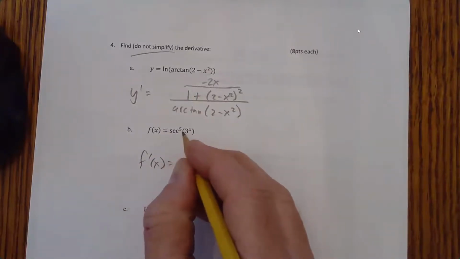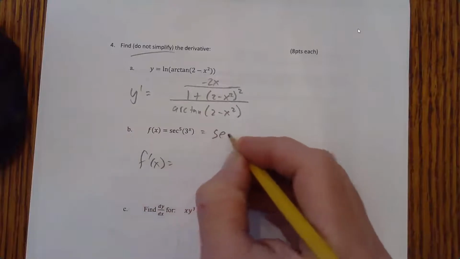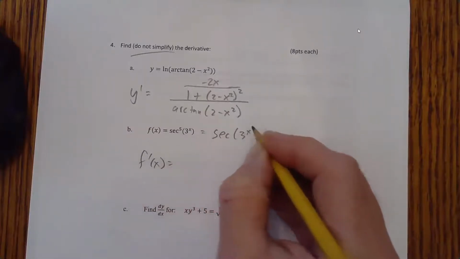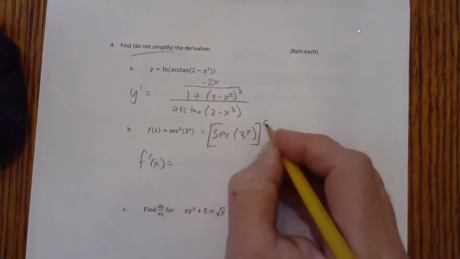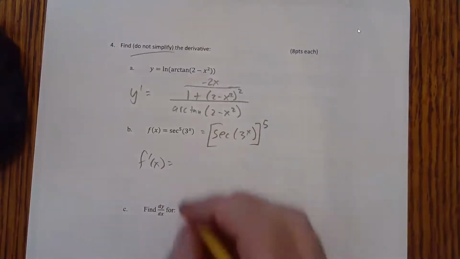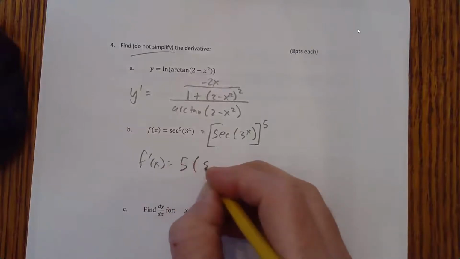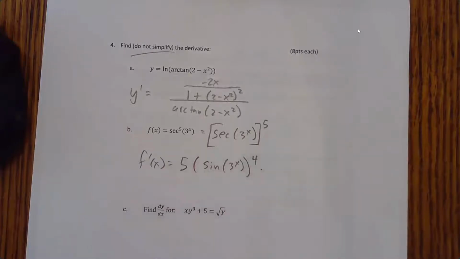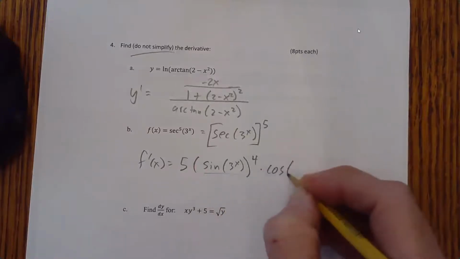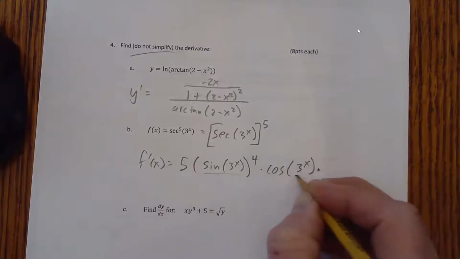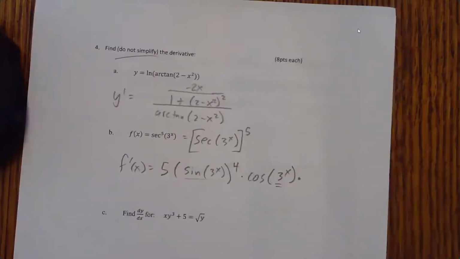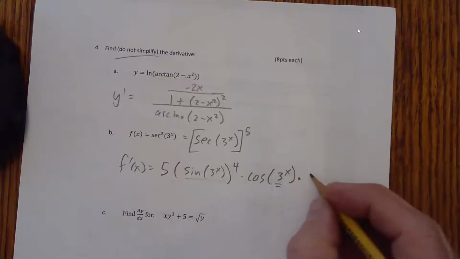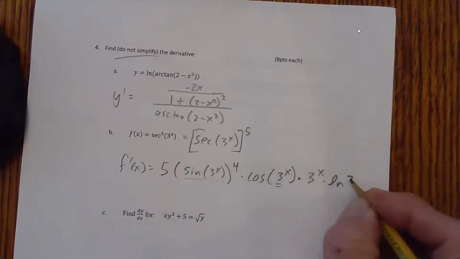Derivative here, this is secant to the 5th. I've mentioned this in class sometimes that you may prefer to write it like that. It's more clearly a power rule when it's written like that. So it's 5u to the 4th times the derivative of the inside. This is sine of something, so the derivative of that is cosine of that something times the derivative. The derivative of 3 to the x is 3 to the x times the natural log of 3.